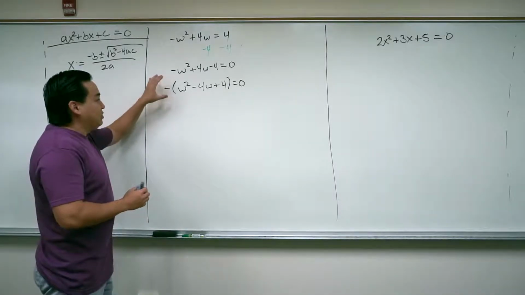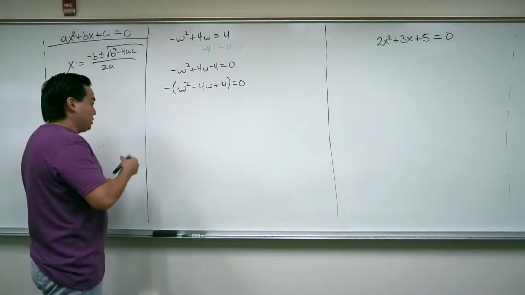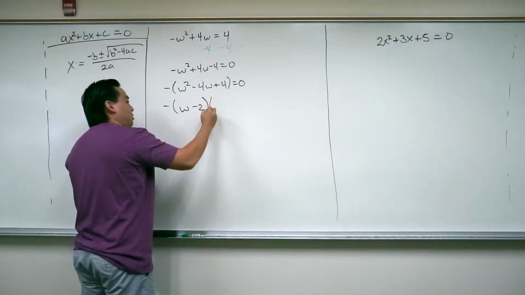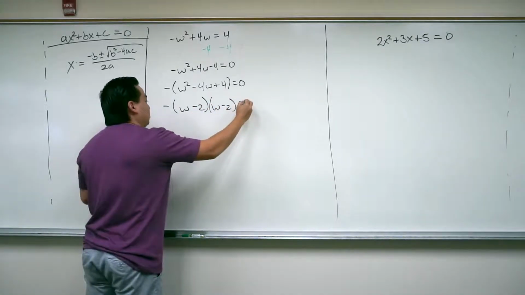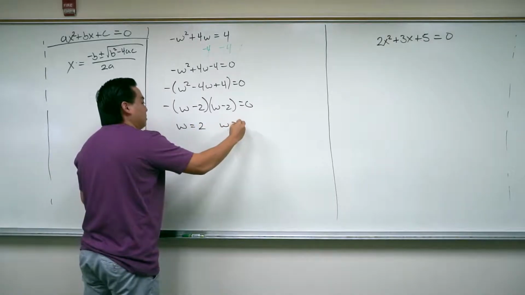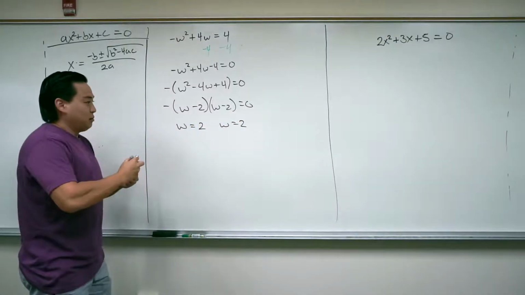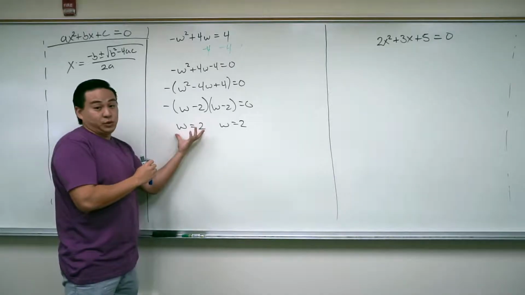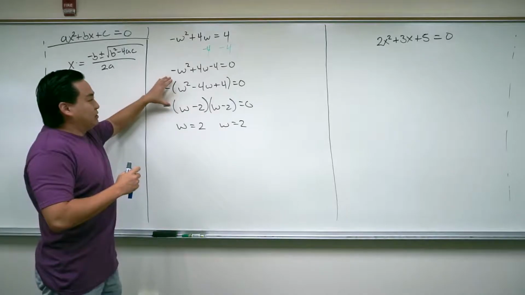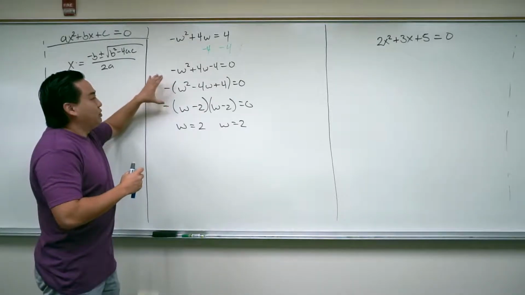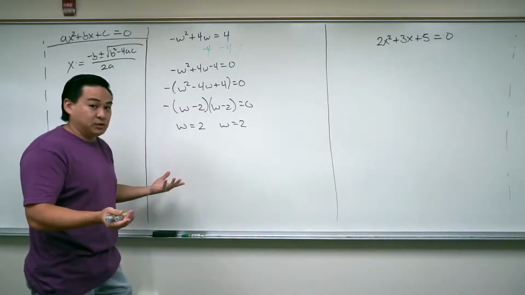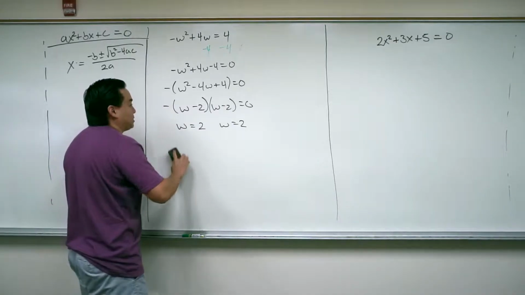So if you do this and you see that it's factorable, what you can do is write it as negative w minus 2 squared is 0. So w is equal to 2, and w is equal to 2 here. So the multiplicity of the root of 2 is going to be 2. But just using this as an example, this is going to be much easier to solve through factoring. But let's just go ahead and do it with the quadratic formula to see what happens.